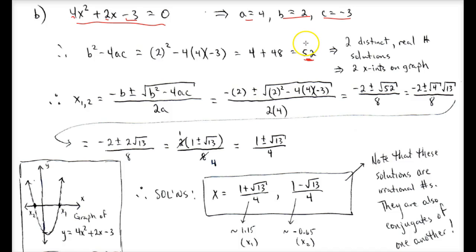One of the things that I also want to emphasize here is that if you notice 52, since we know that that's going to be the radicand here.